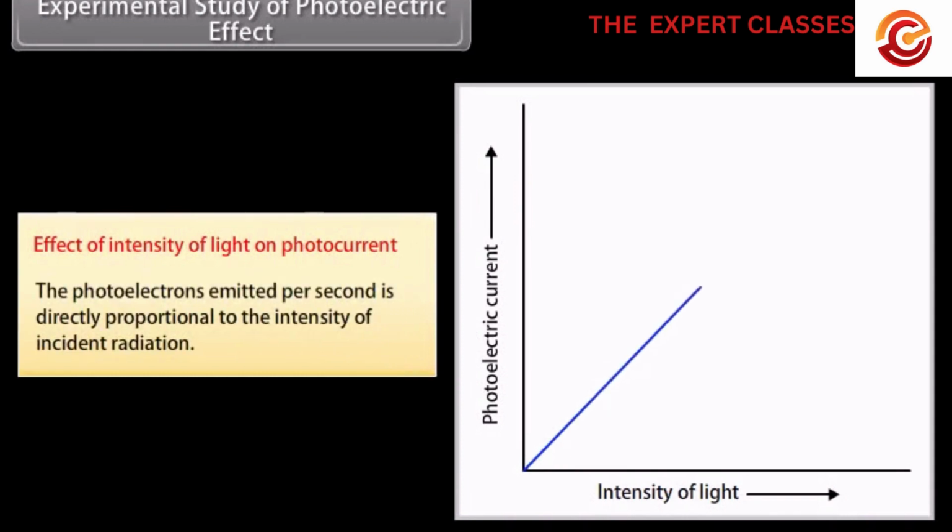Effect of intensity of light on photocurrent. The number of photoelectrons emitted per second is directly proportional to the intensity of the incident radiation.